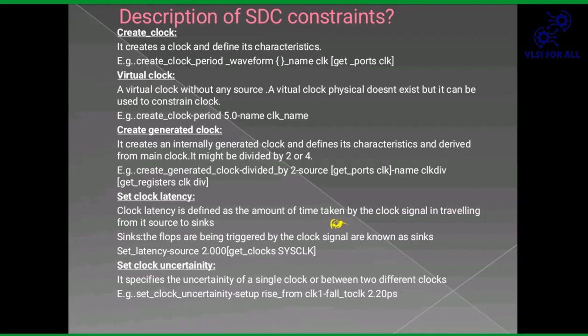So a virtual clock is mainly used, it doesn't physically exist, but we use it for constraining a block. So how do we write a command for a virtual clock? create_clock -period. As we know, for each and every clock we'll have a period, right? So we should mention here the name of the clock. That is the virtual clock command.